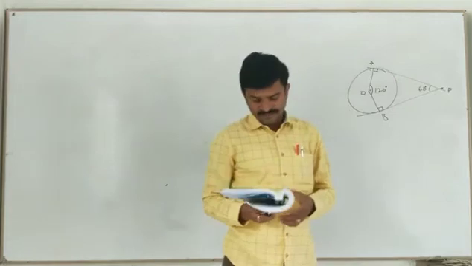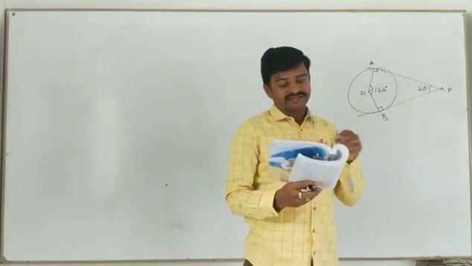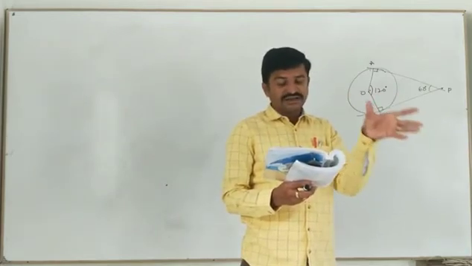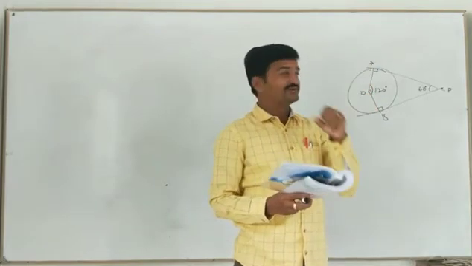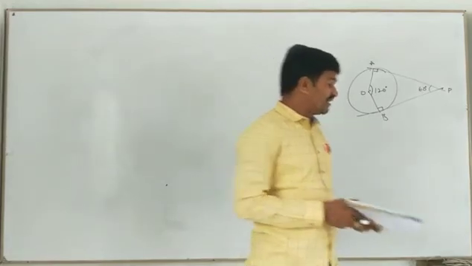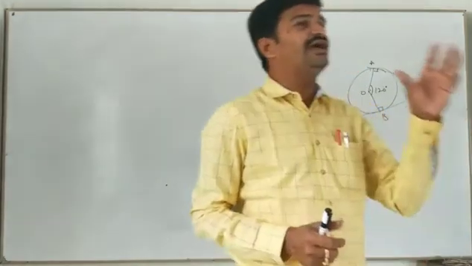Now look here. Fourth one. Draw a pair of tangents to a circle of radius 5 centimeters, which are inclined to each other at an angle of 60 degrees. Obviously 60 only. Which are inclined at an angle of 60 degrees.